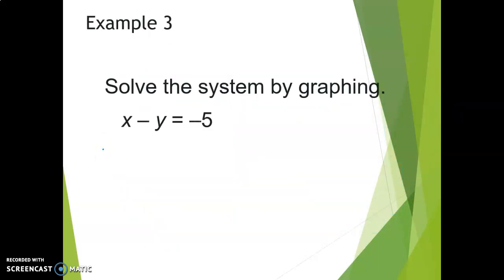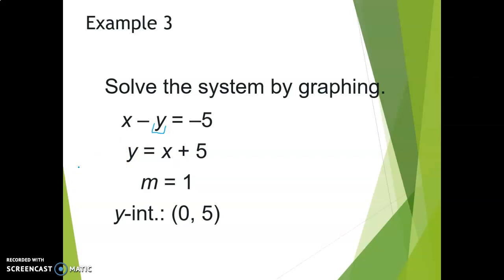We're going to solve the system by graphing. x minus y equals negative 5 and y equals x plus 5. First, we would rewrite both equations for y. So we would need to solve that equation for y so that we can identify the slope. Okay, so we've got the slope is 1 and our intercept is 0, 5. Sorry, this is just our first equation.